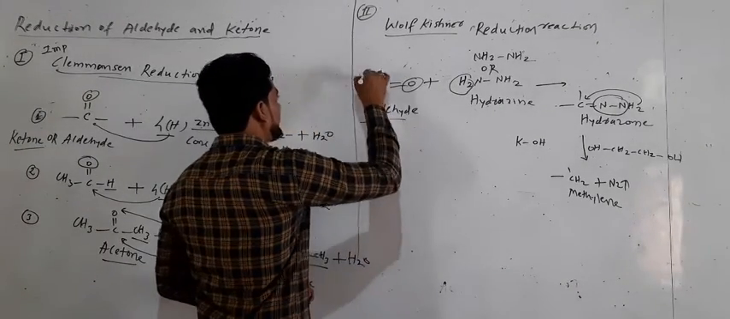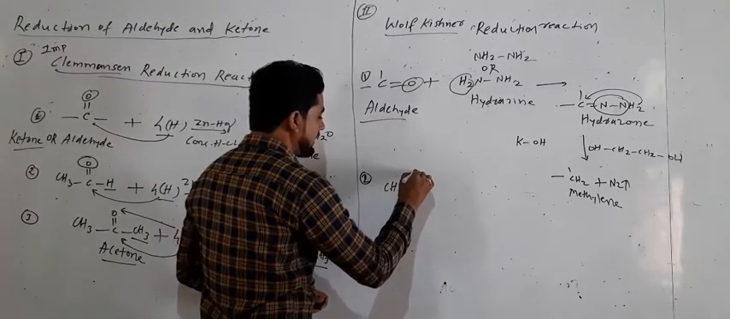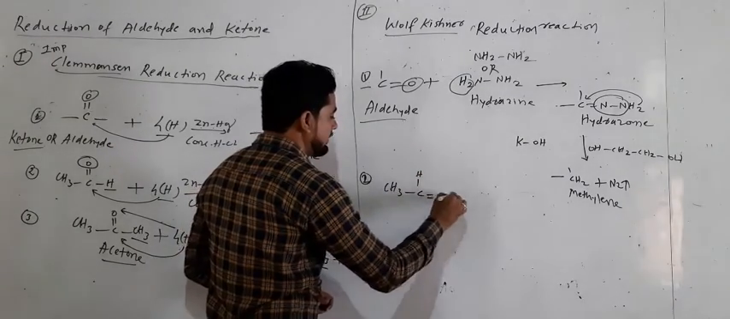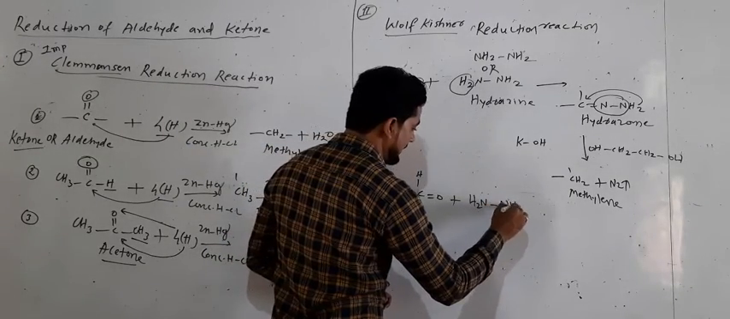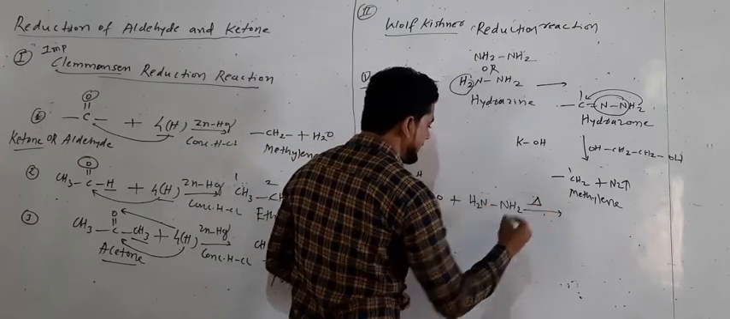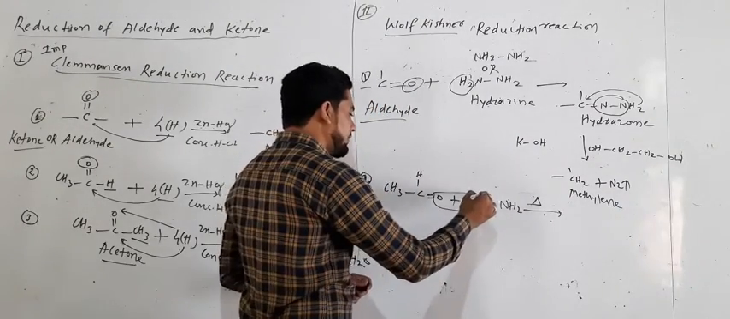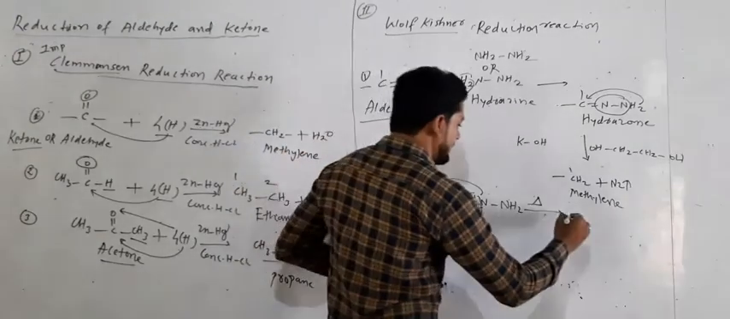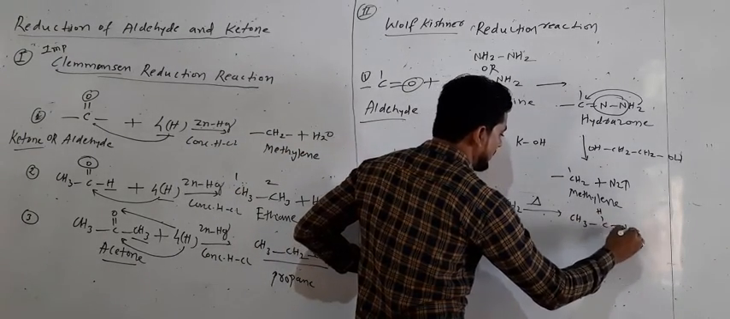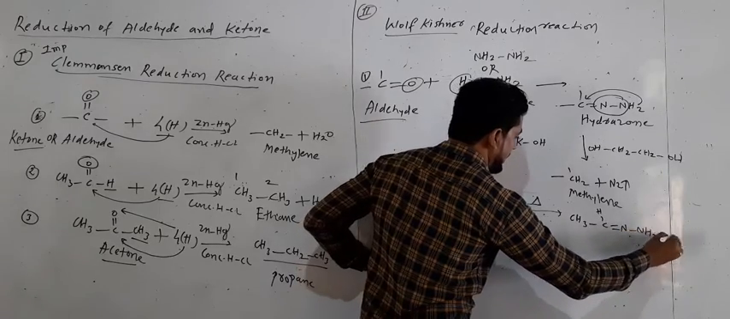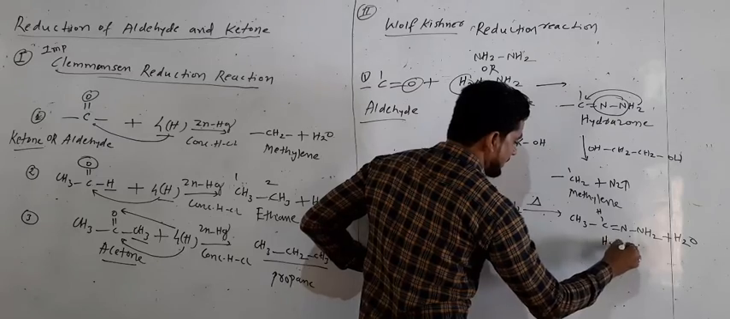Example number one, we take here, example number two. When acetaldehyde, CH3CH double bond O, reacts with hydrazine, H2N-NH2, in the presence of heat, we get loss of a water molecule and nitrogen joined to the carbon. So we get CH3CH double bond N-NH2 and loss of a water molecule. It is called hydrazone.